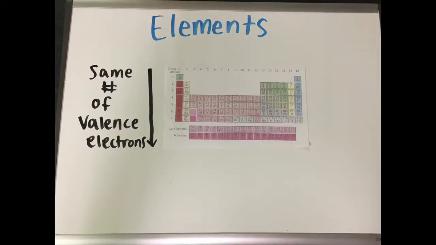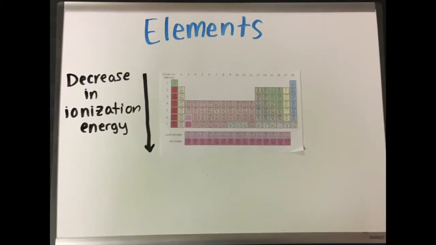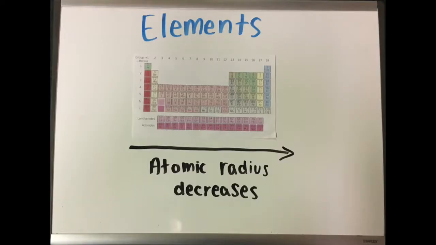All the elements in the same column, called a group, have the same number of valence electrons. Valence electrons are the electrons in the outermost orbital. Atoms that share the same number of valence electrons have similar properties. One property they can share is ionization. Ionization is when a neutral atom becomes charged. Ionization energy decreases from the top to the bottom of a column. Going from left to right, across a row or a period, atomic radius, which is atom size, decreases. As you move to the right, it is harder for atoms to share electrons with other atoms because they are more tightly packed.